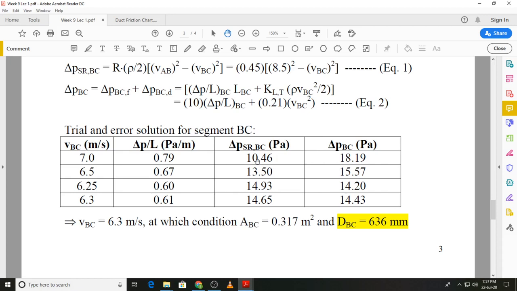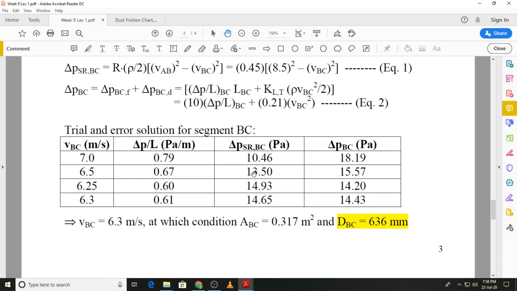So what I want to do is to increase the value of delta P static regain. And if we look at equation 1, if I want to increase the value of delta P, I need to reduce the velocity VBC. So you can see I have the next guess as 6.5 meters per second. Against that, I will find out again. You can see now, because delta P by L is also dependent on the velocity, this value will change. So both the velocity and delta P by L values have changed.